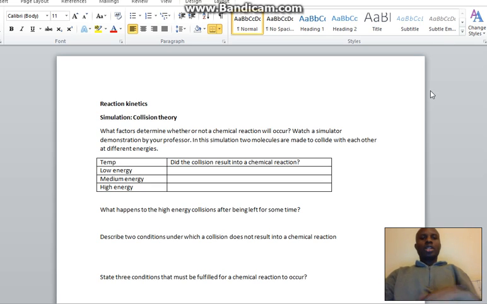Welcome. Today I would like to introduce you to reaction kinetics, and we will start with a handout. This handout is dealing with a simulation that we call a collision theory simulation. So this handout answers a number of questions, but the big question is, what factors determine whether or not a chemical reaction will occur?